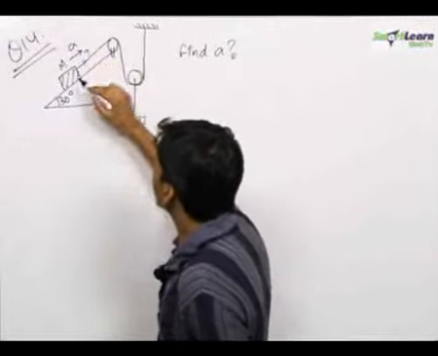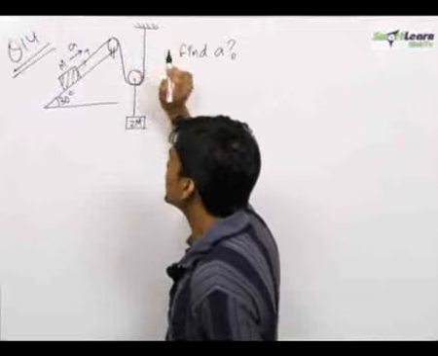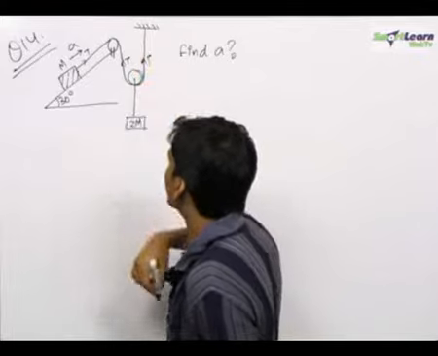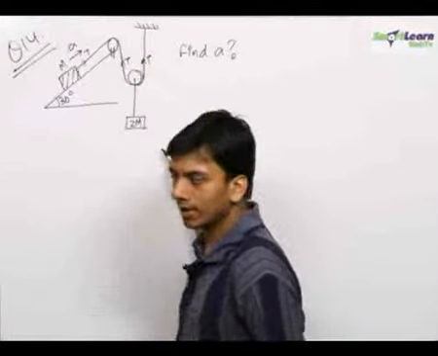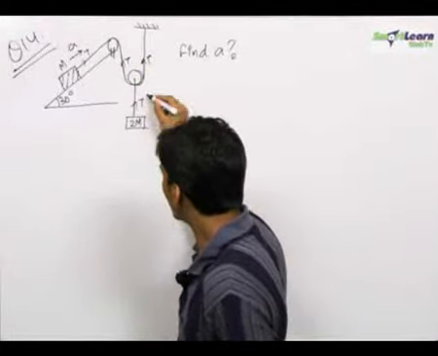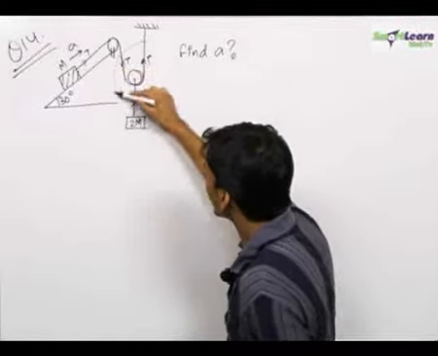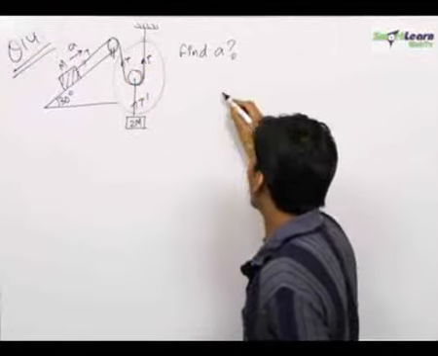This is T. This whole is one string. The pulleys and the strings are massless. Therefore all these tensions are equal to T. This is a different string. Therefore we assume this tension to be T dash. Now let us first consider the diagram for this pulley.